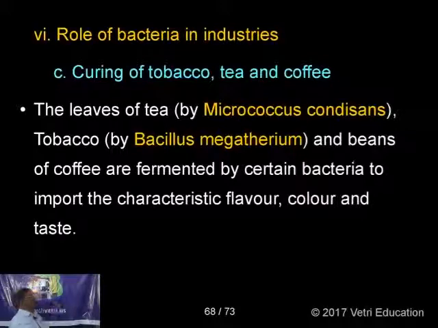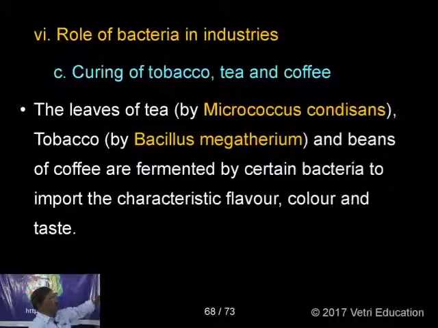The role of bacteria in the industry: here, the curing of tobacco, tea and coffee. Generally at the beginning the tobacco leaves are green in color, then they turn light yellow, and they are removed and stored in very big sheds. Due to the action of bacteria, they change color from green to yellow to brown, that is the tobacco color. In the same way tea and coffee also.